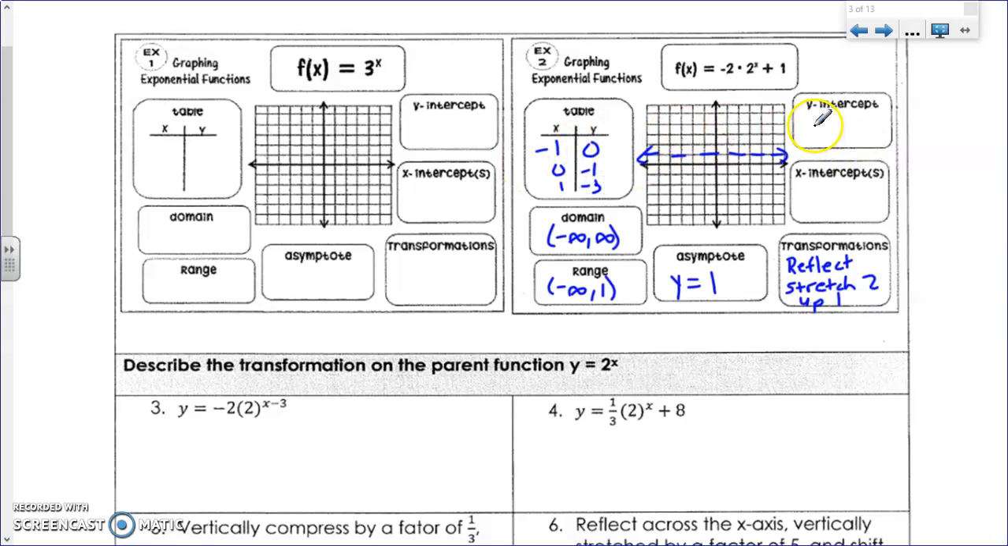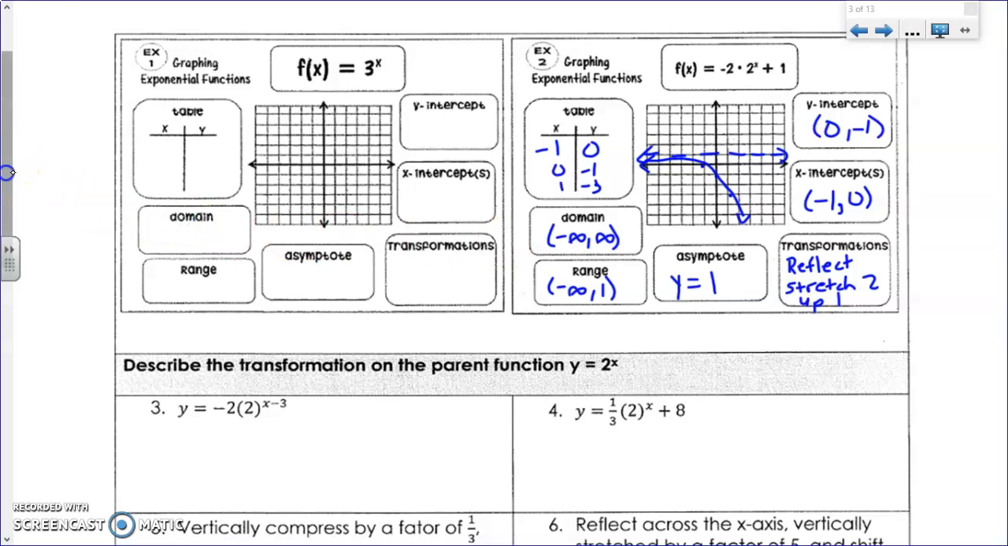From here, I can fill in my Y-intercept. So we know anytime we know the Y-intercept, we know x is 0. When we know our x-intercept, we know y is 0. So I can pull that from my chart. Now I can do a quick little graph. So I have negative 1, 0, 0, negative 1, and 1, negative 3. So this is going to get close to that asymptote, and then it is going to grow negatively.